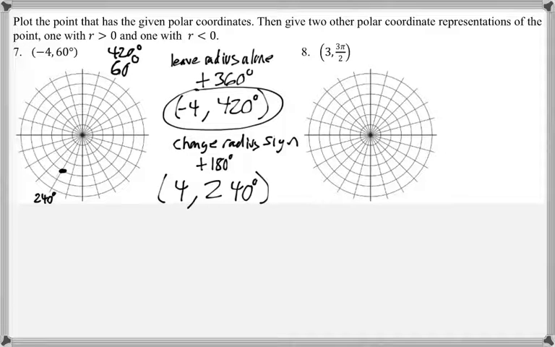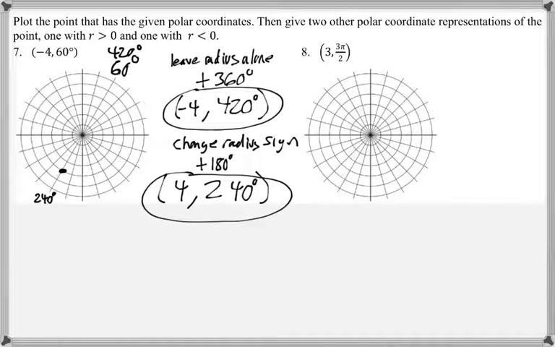So this is actually 240 degrees over here. And if you have it to be a positive 4, that's 4 circles towards the 240, starting at the origin. So all, negative 4 and 60, negative 4 and 420, and positive 4 and 240, are that exact same point right here.